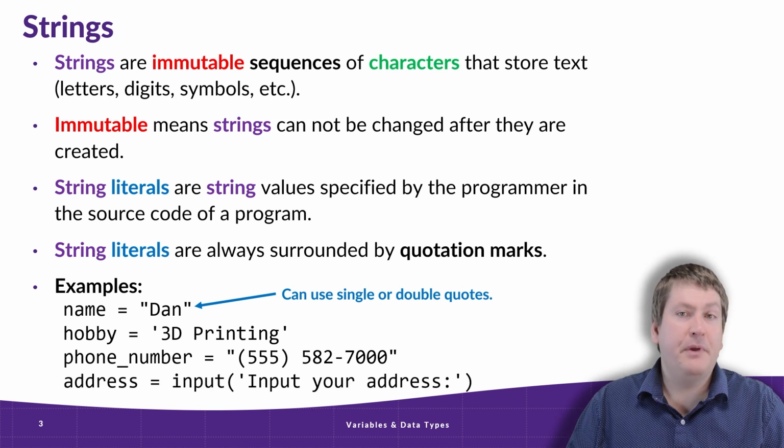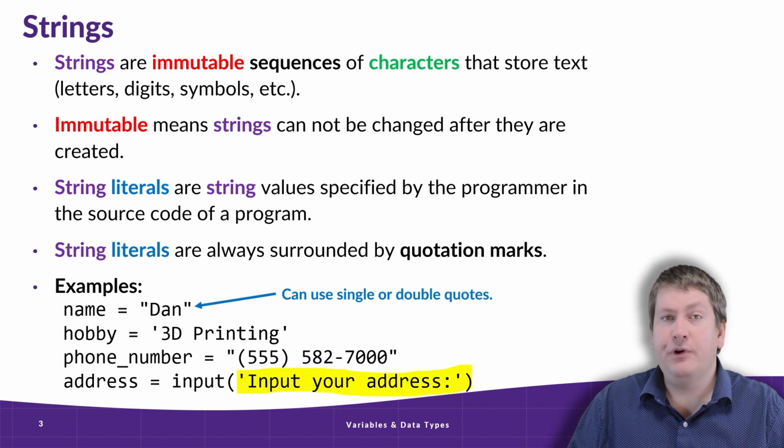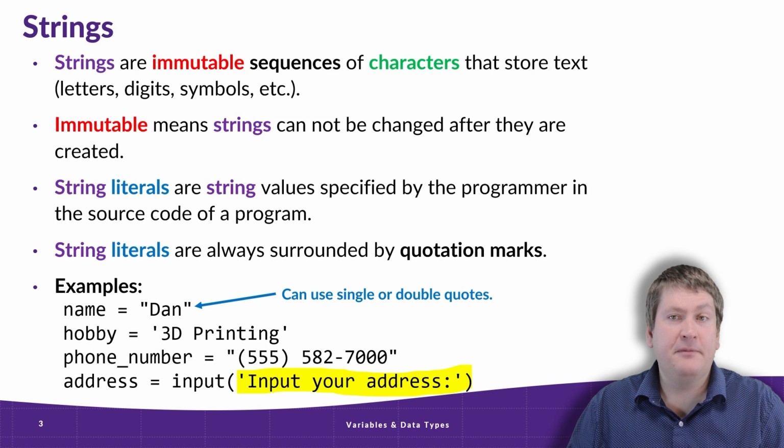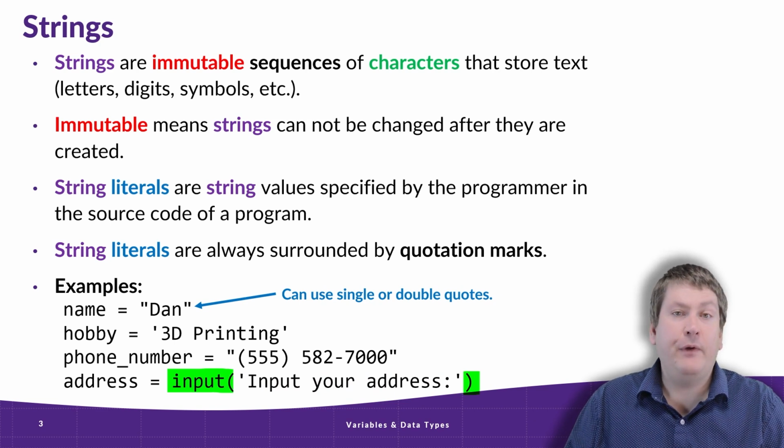The last example is a bit more interesting, as there's actually two strings here. The first is the string literal that is passed to the input function. This is the text that's displayed to the user to prompt them to provide input. The second string is not a literal, but a value returned by the input function, which is the value input by the user that's conventionally going to be assigned to the address variable here.